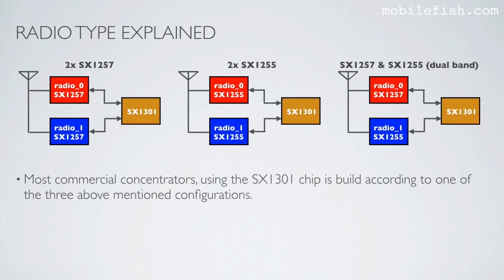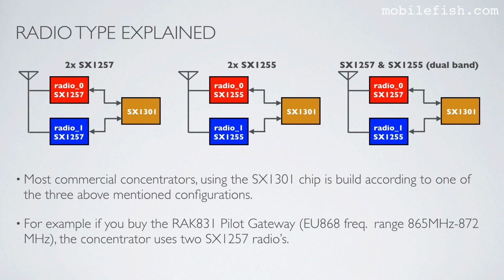Most commercial concentrators using the SX1301 chip are built according to one of the three above-mentioned configurations: 2 radios both using the SX1257, or 2 radios using the SX1255, or 1 radio using the SX1257 and the other radio using the SX1255. In this configuration, it is called dual band. For example, if you buy the REC A31 Pilot Gateway operating in this frequency range, the concentrator uses 2 SX1257 radios.